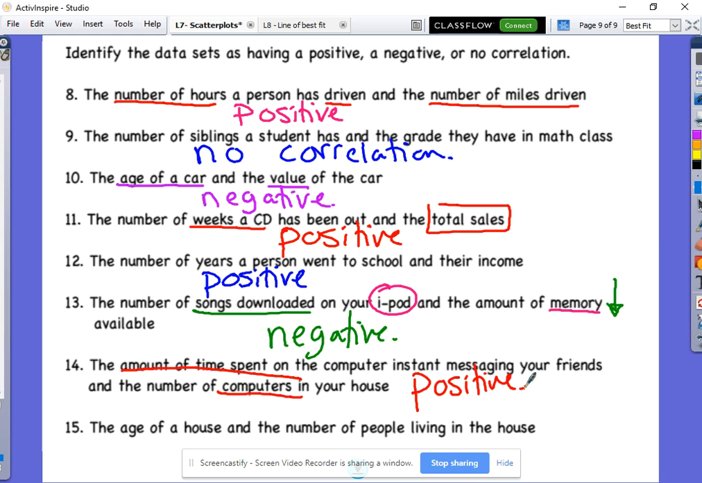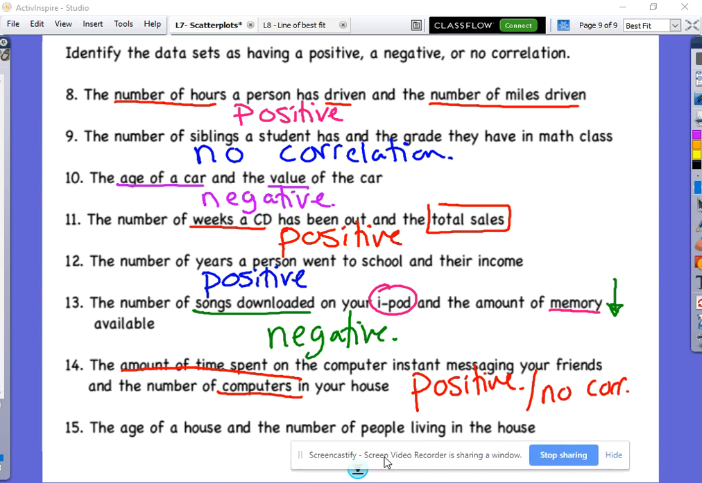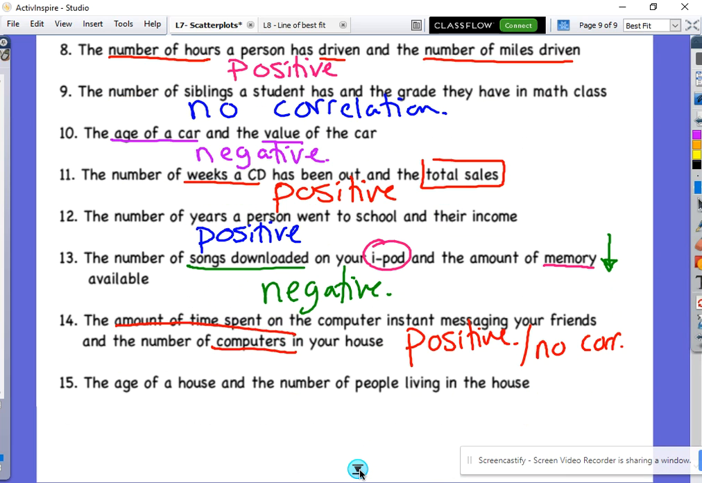Okay. But I really think you could make an argument for no correlation there as well. It kind of depends. If you have nobody fighting you for the computer in your house, then you may be able to take as long as you want as well.